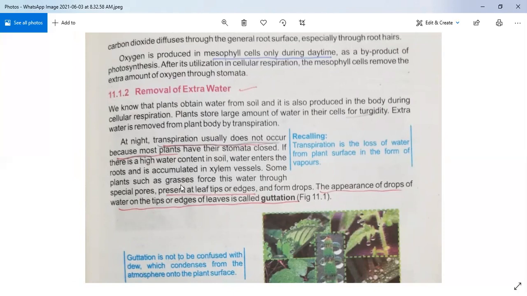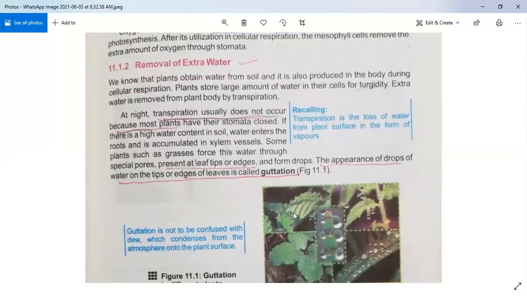Some plants, such as grasses, now this is an example of a plant. If we take the example of grasses, they force this water out through special pores present at leaf tips or edges. You can see in the diagram. This is a diagram. You can also see that there are special pores present on the tips of the leaf.